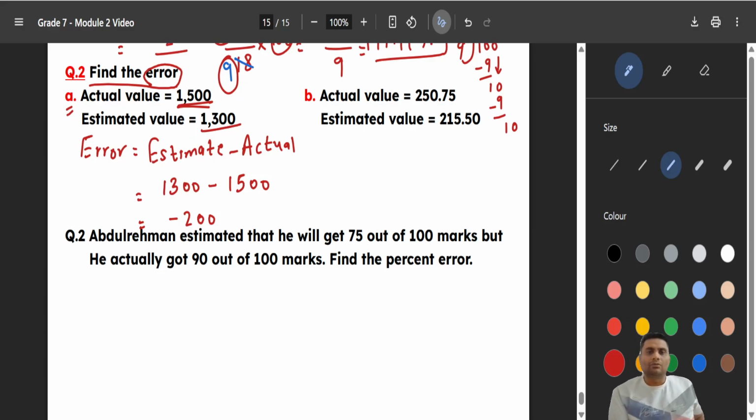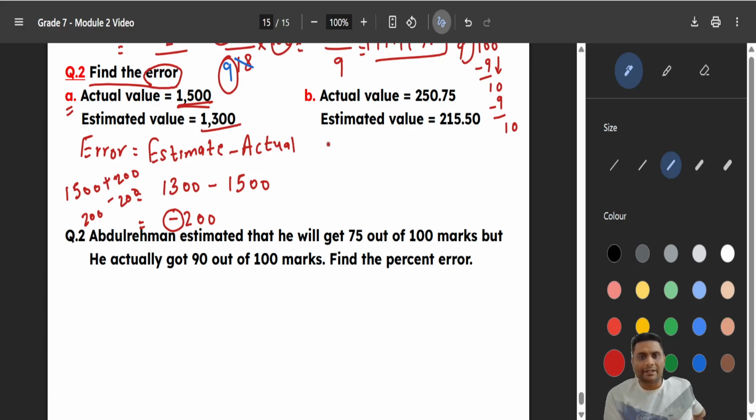Okay? Now, why do we need this sign? Let me tell you. Let's say the actual value was 1500 and someone told me that Ahmed made an error of 200. Now 200 can be plus also and 200 can be minus also. If I do plus 200, this will become 1700. Yes or no? And if I do minus 200, it will become 1300. So we must know whether it is plus or minus. So this plus or minus tells me whether the estimate value is less or more.